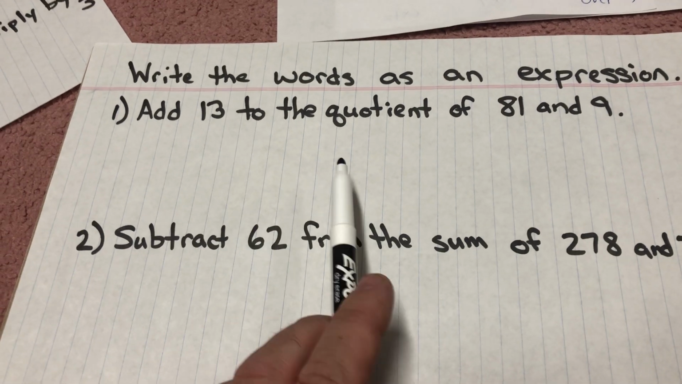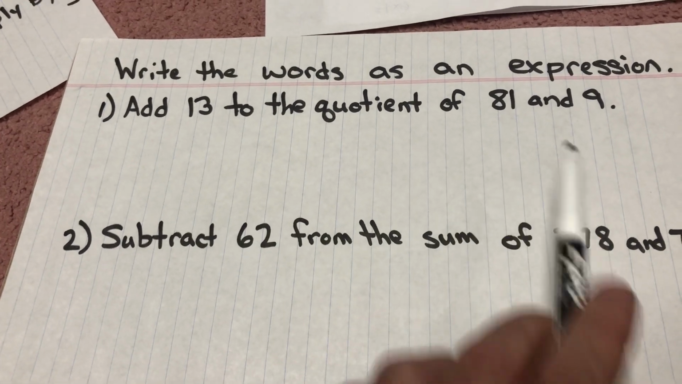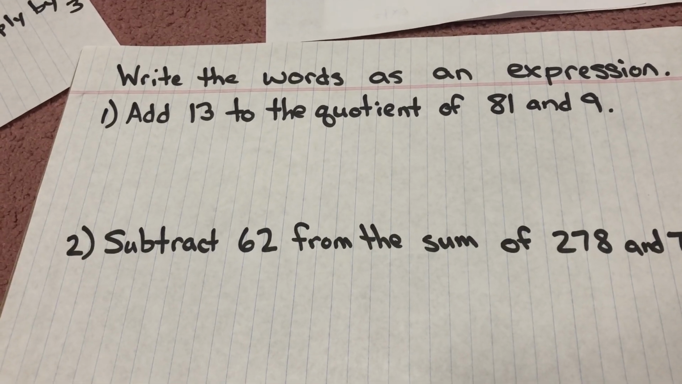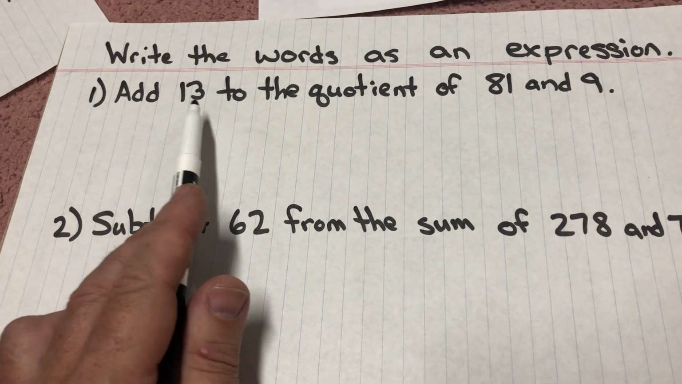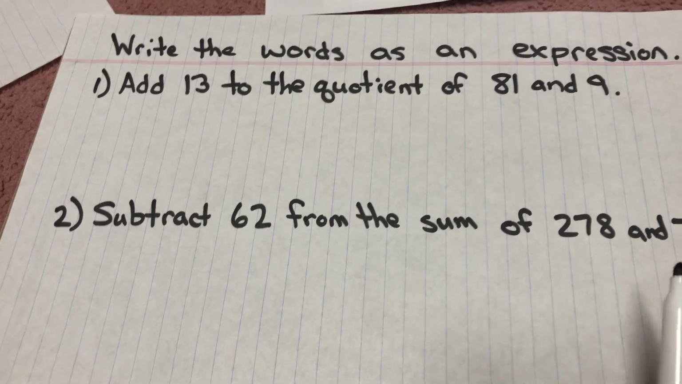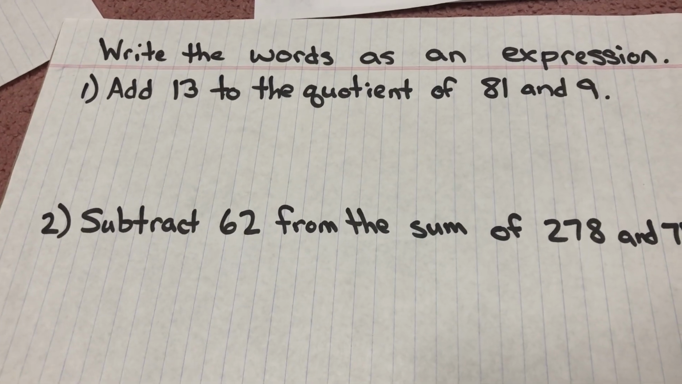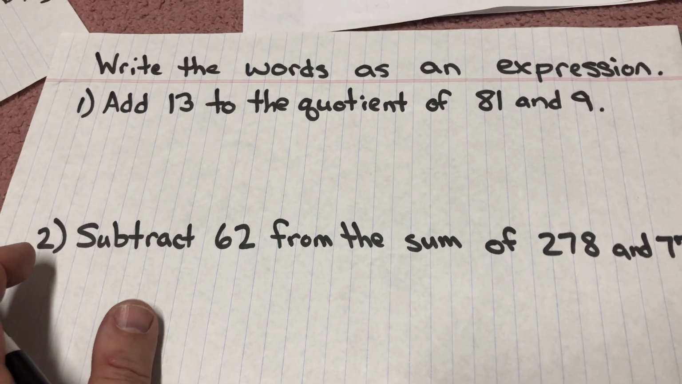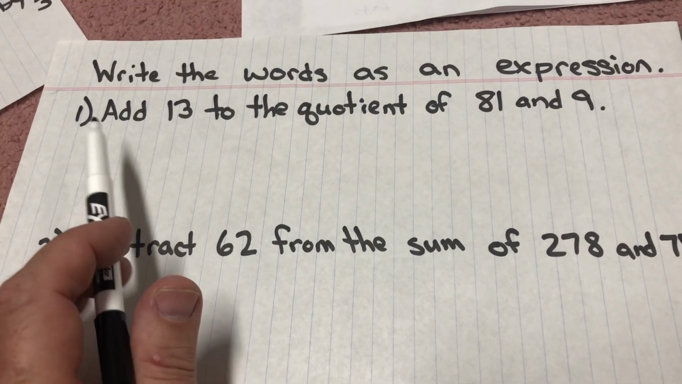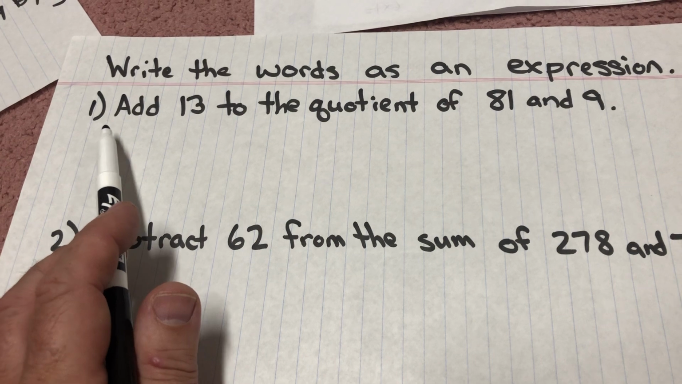Number 1, add 13 to the quotient of 81 and 9. Well, the first thing here is we're adding 13. And in fifth grade, a lot of this can be overwhelming. We just want to start putting numbers down in order and kind of doing whatever. But we really want to break things down to understand what's happening here.